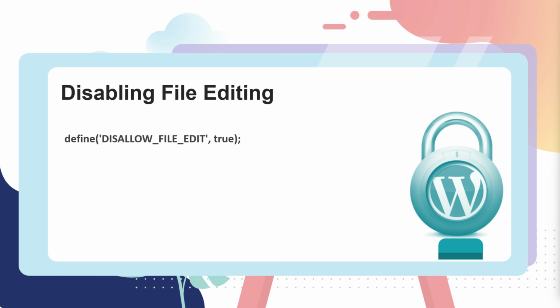Now next one is disabling file editing. By default, WordPress allows administrators to edit theme and plugin files directly from the dashboard. This can be a security risk, as we saw when we just replaced the pentest monkey reverse shell in that 404 page. So we have to disable this feature. We have to add the following line in the wp-config file: define disallow file edit true. Basically this prevents malicious code from being injected through this editor.